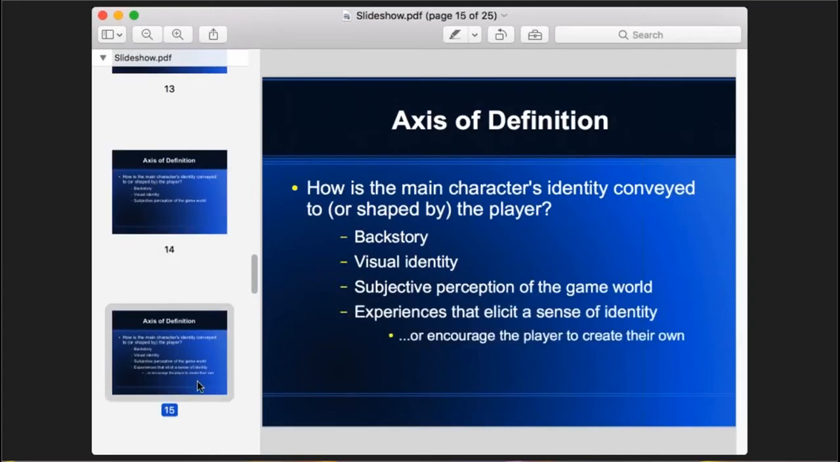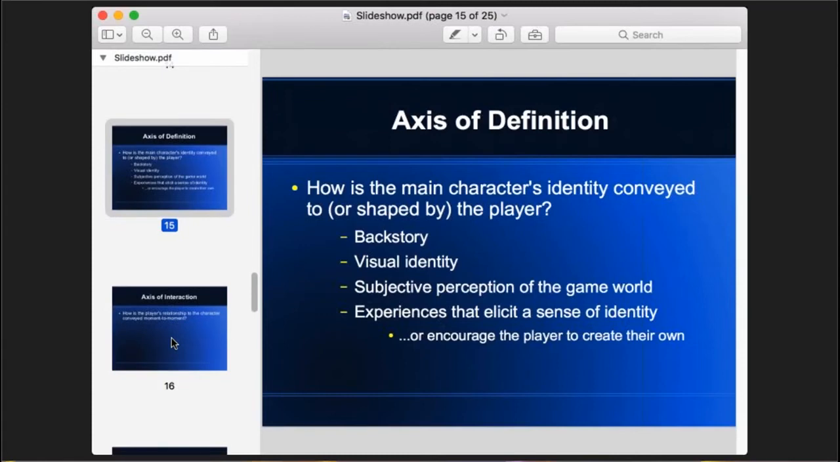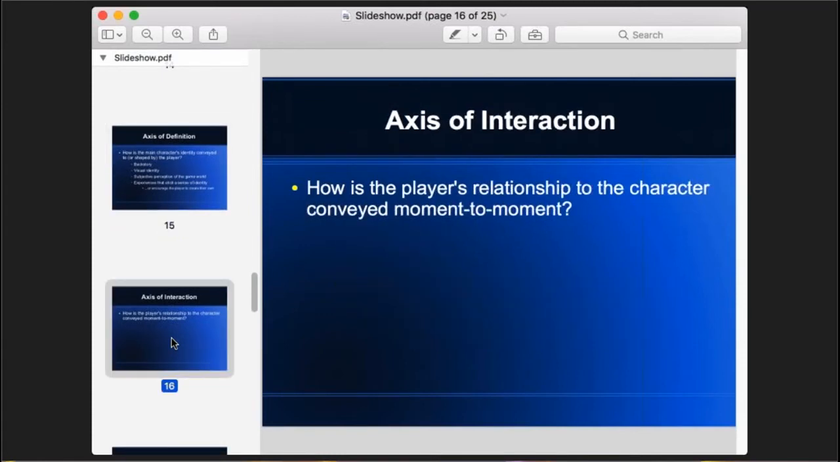And the last way, coming from that, is just moments and experiences that make you feel like a person, or give you the chance to express who you are and who you want to be. The axis of interaction is kind of like the axis of definition actually being implemented. It's how all of that stuff is conveyed, received, interpreted, and put into effect on a moment-to-moment basis.